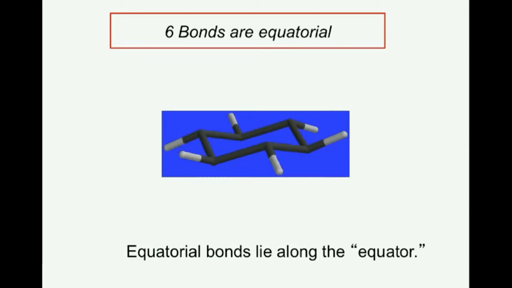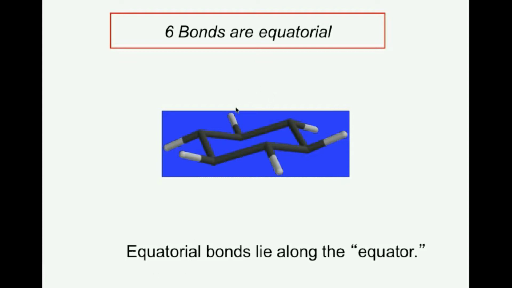Okay. There are also 6 equatorial bonds going around the ring. Okay? All of these bonds are said to lie around the equator of the ring. They're all displayed outward from the ring. Okay? There are 6 equatorial bonds. Again, 3 of them point upward, 3 of them point downward, and you can see they point up and down in alternating patterns around the ring.